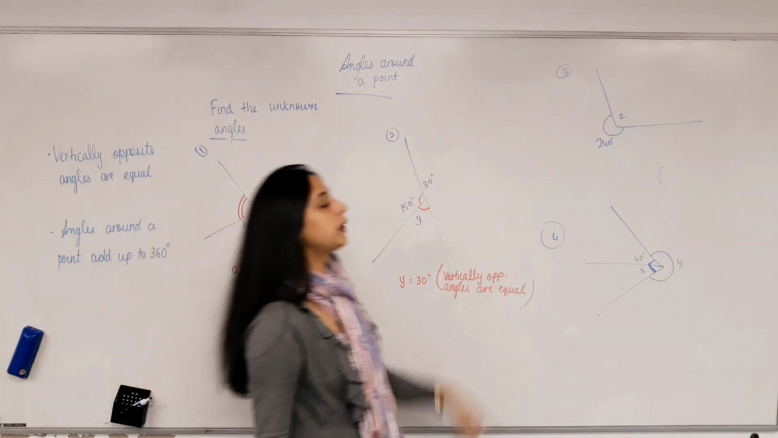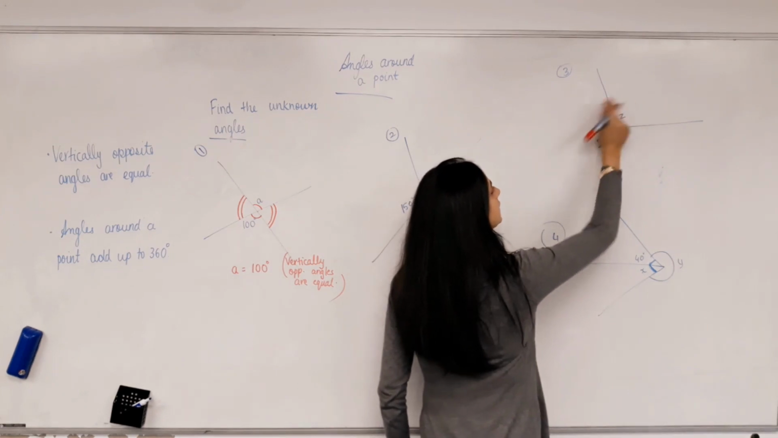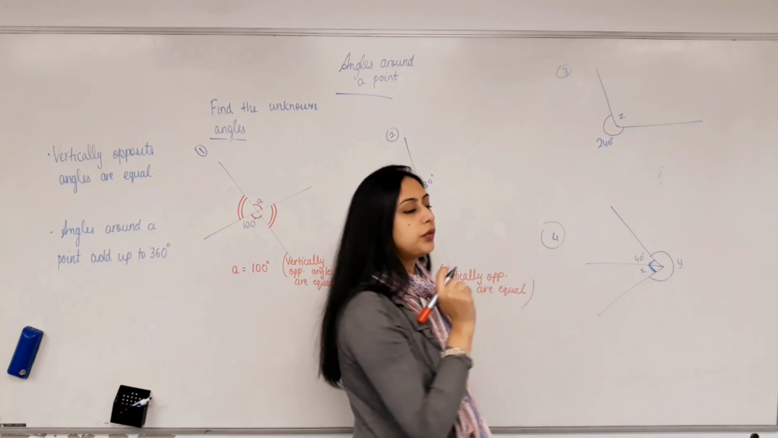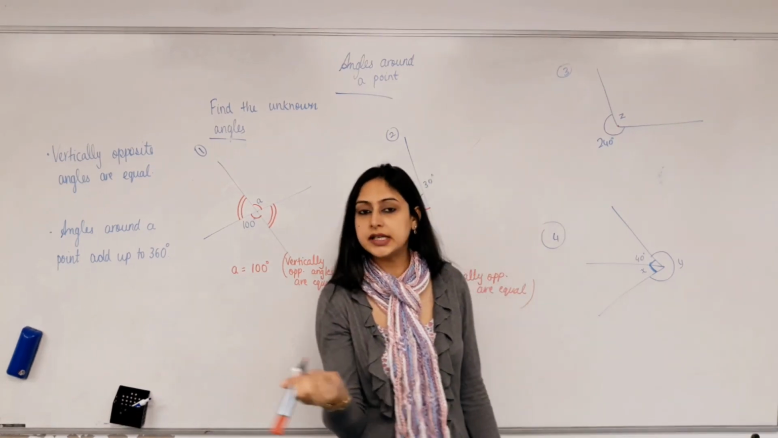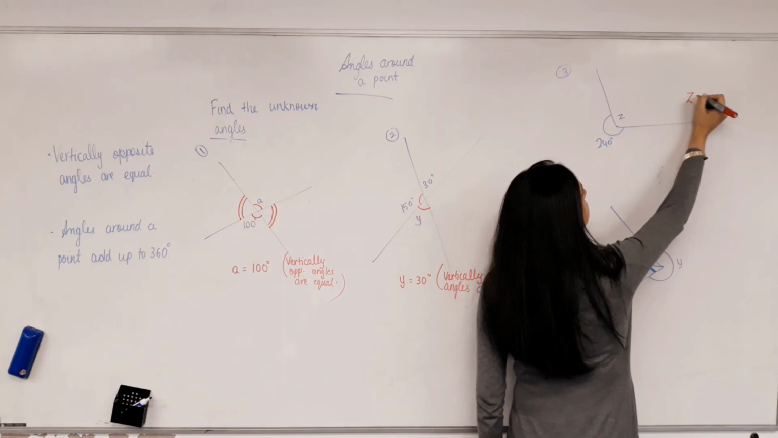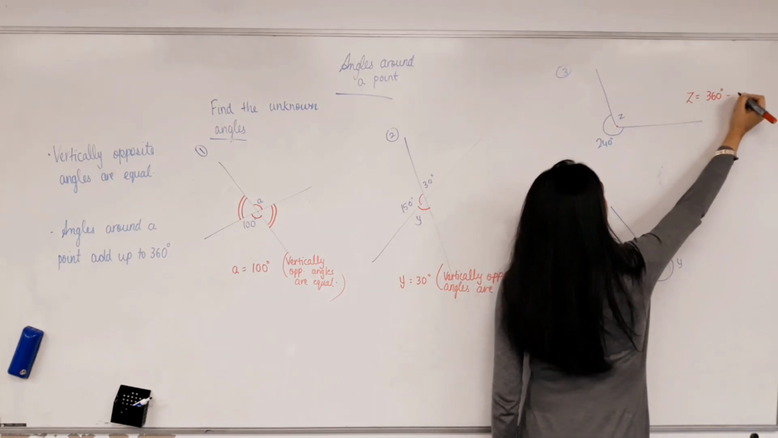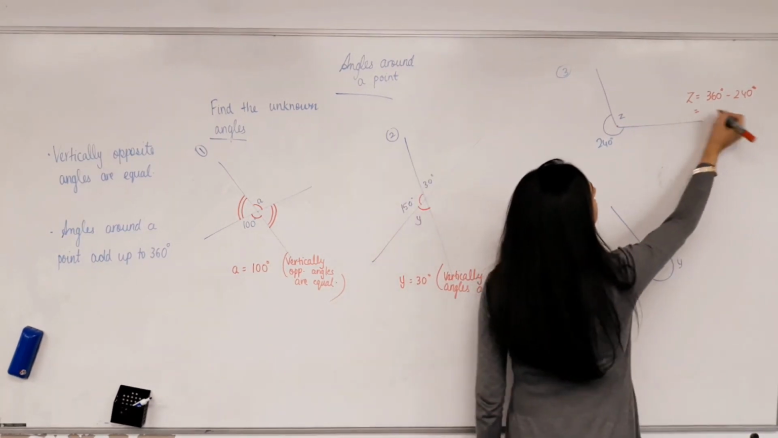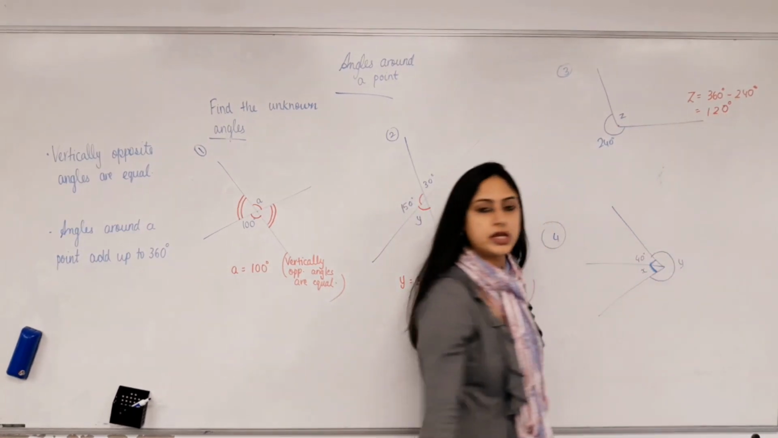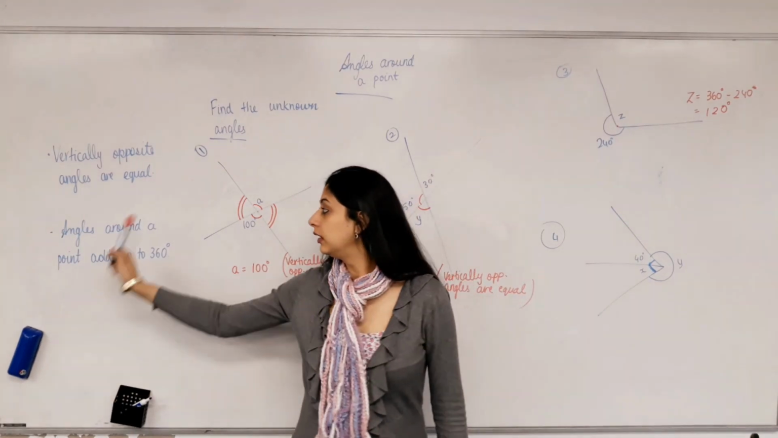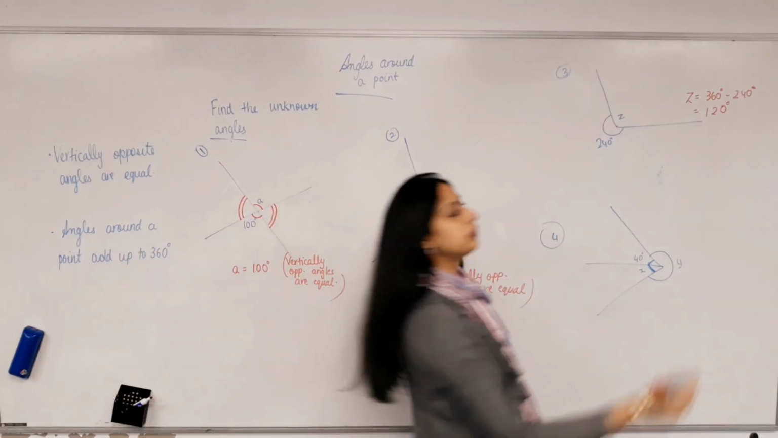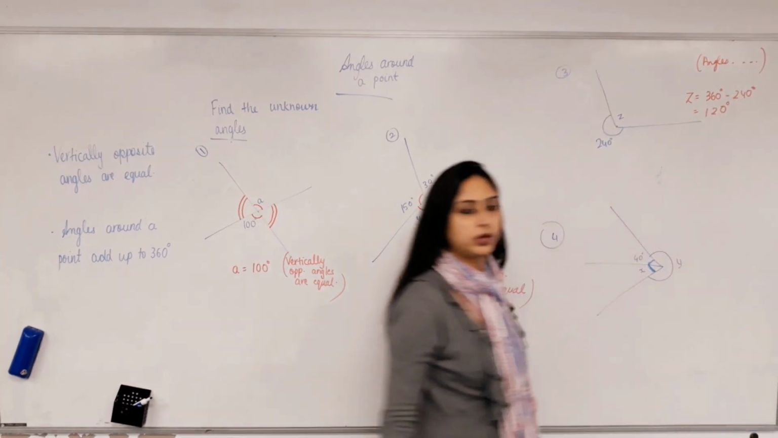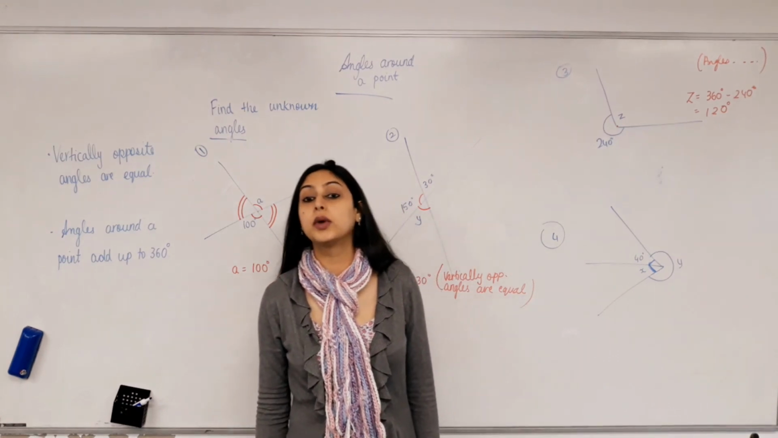Next one. Are these angles around a point? Does this form a complete circle? Yes. So what should Z and 240 add up to? 360. So you write Z equals, taking this away from 360. That gives me Z: 120 degrees. But what's the reasoning? Angles around a point add up to 360. You can write that. I'm not going to waste time. Okay? Question?